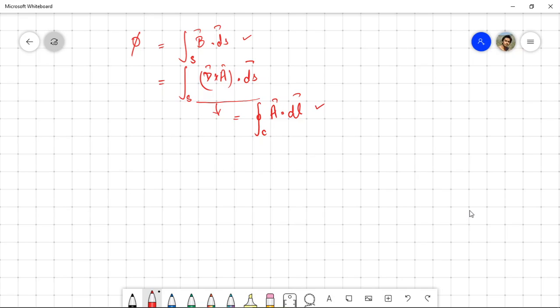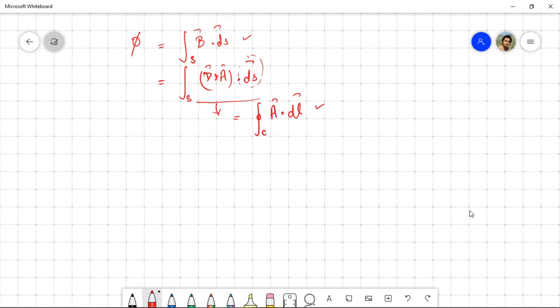So what will be the contour on which we are going to integrate this? That contour is going to be a path which is bounding the surface S. Which surface S? This surface S, the surface at which you are calculating the value of phi. So these are the applications.